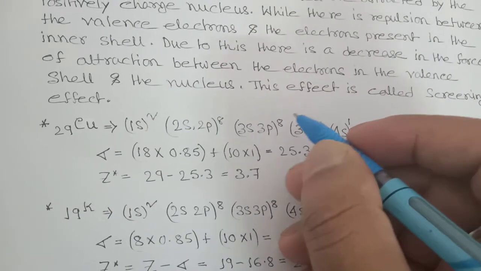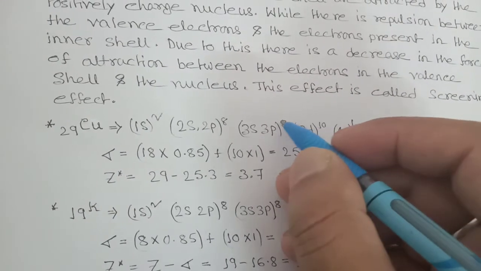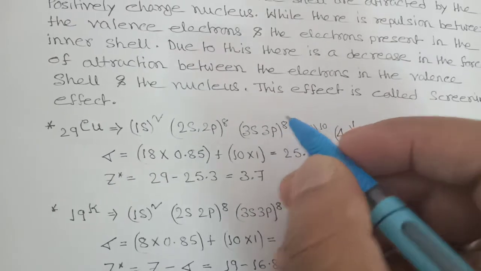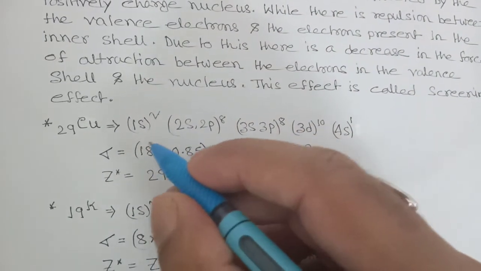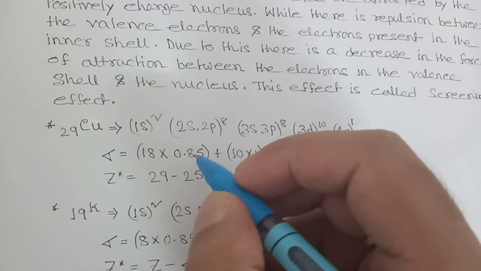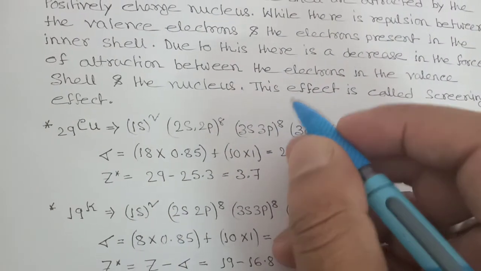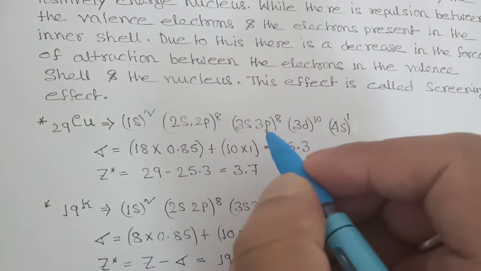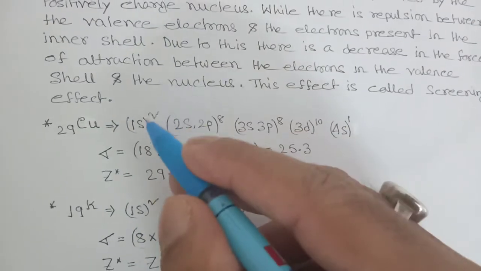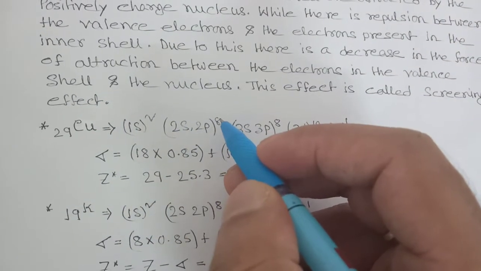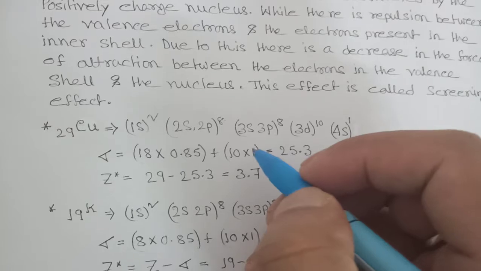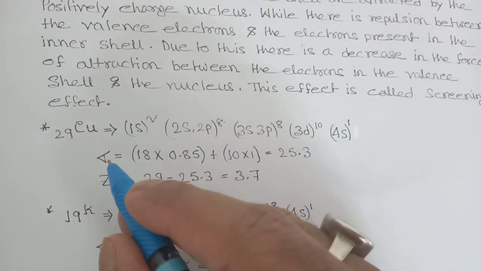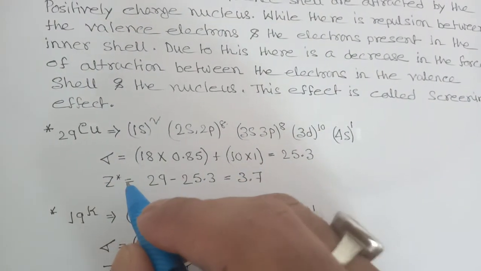Now we will have n minus 1, means we have 10 electrons and 8. So 18 electrons are there for the n minus 1 shell, and per electron contribution is 0.85. So we have to multiply this 18 into 0.85. Then for n minus 2, n minus 3, we have 10 electrons and contribution is 1. In this way you can calculate sigma and you can calculate Z star.